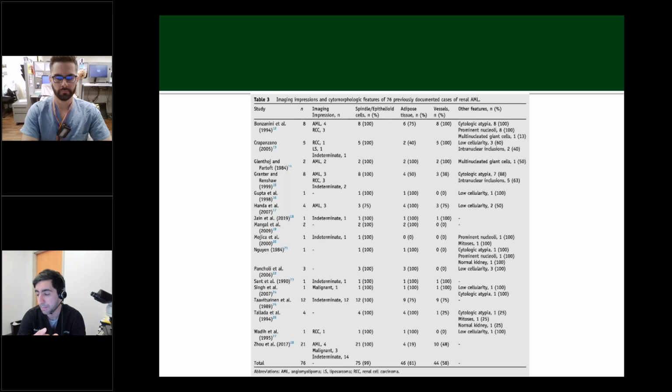A radiology impression was given in 80% of the cases. You can see the imaging impression in all these studies was either indeterminate, angiomyolipoma, or renal cell tumor. And you can see the numbers of spindle cells that have been seen in these cases. All of them have these spindle and epithelioid cells. However, adipose tissue and vessels are the variable components.